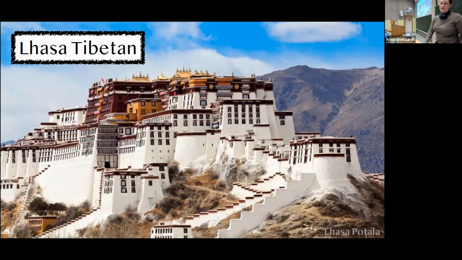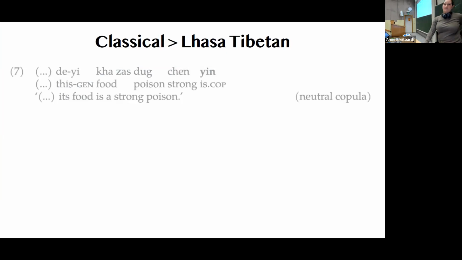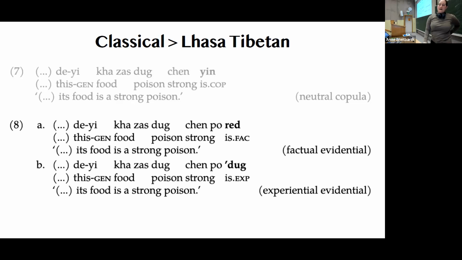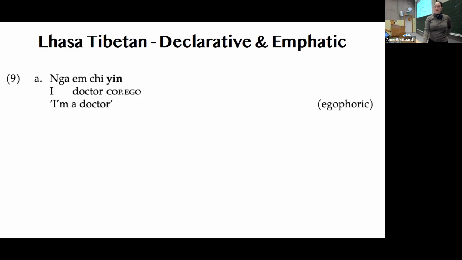However, if we go now to Lhasa Tibetan or Sanda Tibetan, I'm just leaving the Old Tibetan up here so you can still see that. What we get is a whole range of evidential auxiliaries. So this is, "its food is a strong poison." What you would say now is actually re, as a factual evidential. But you could also, if you experience that this is poison, use the evidential duk there. So this is an experiential evidential marker.